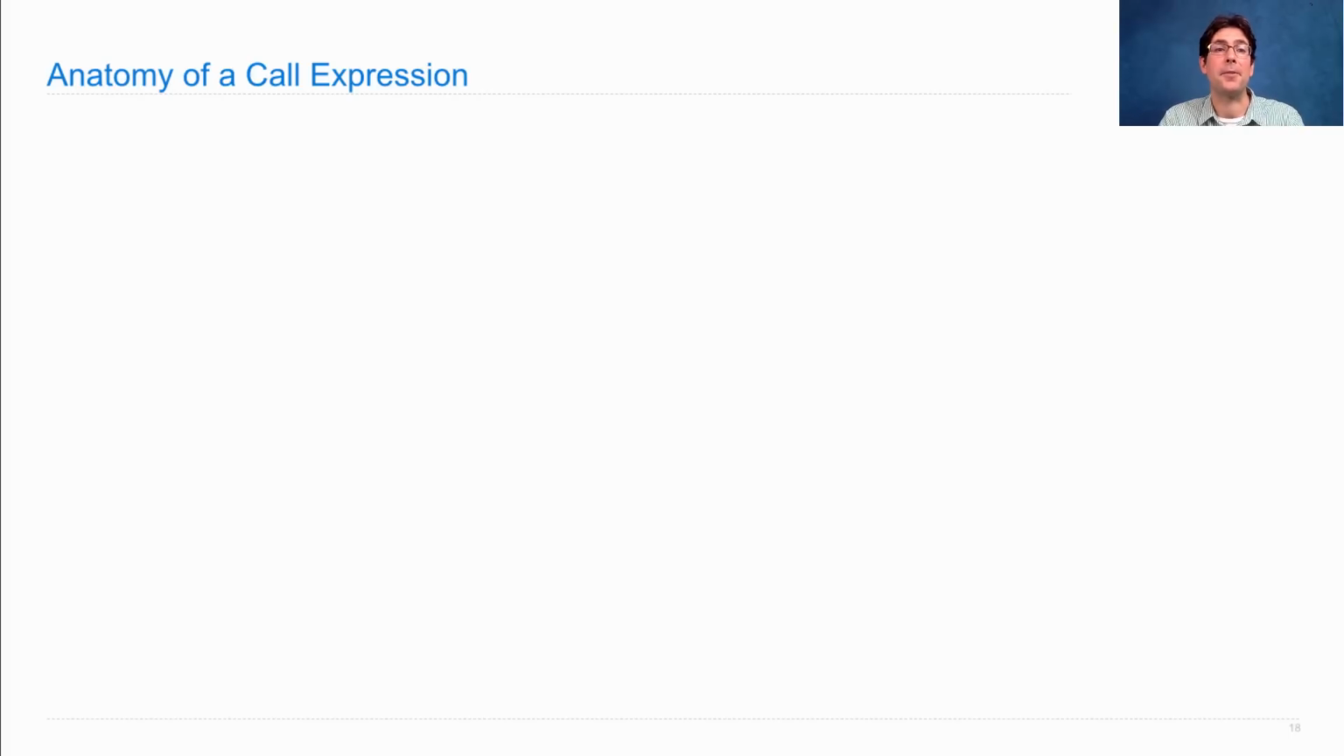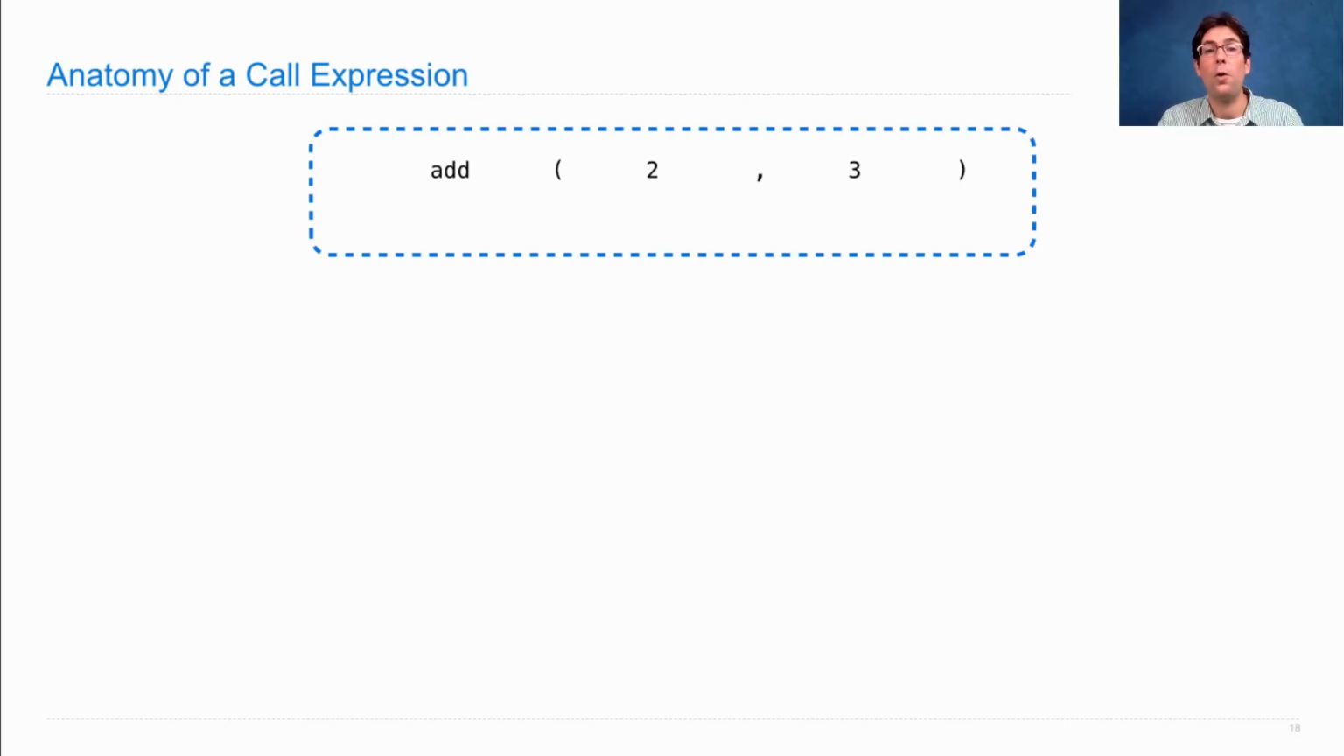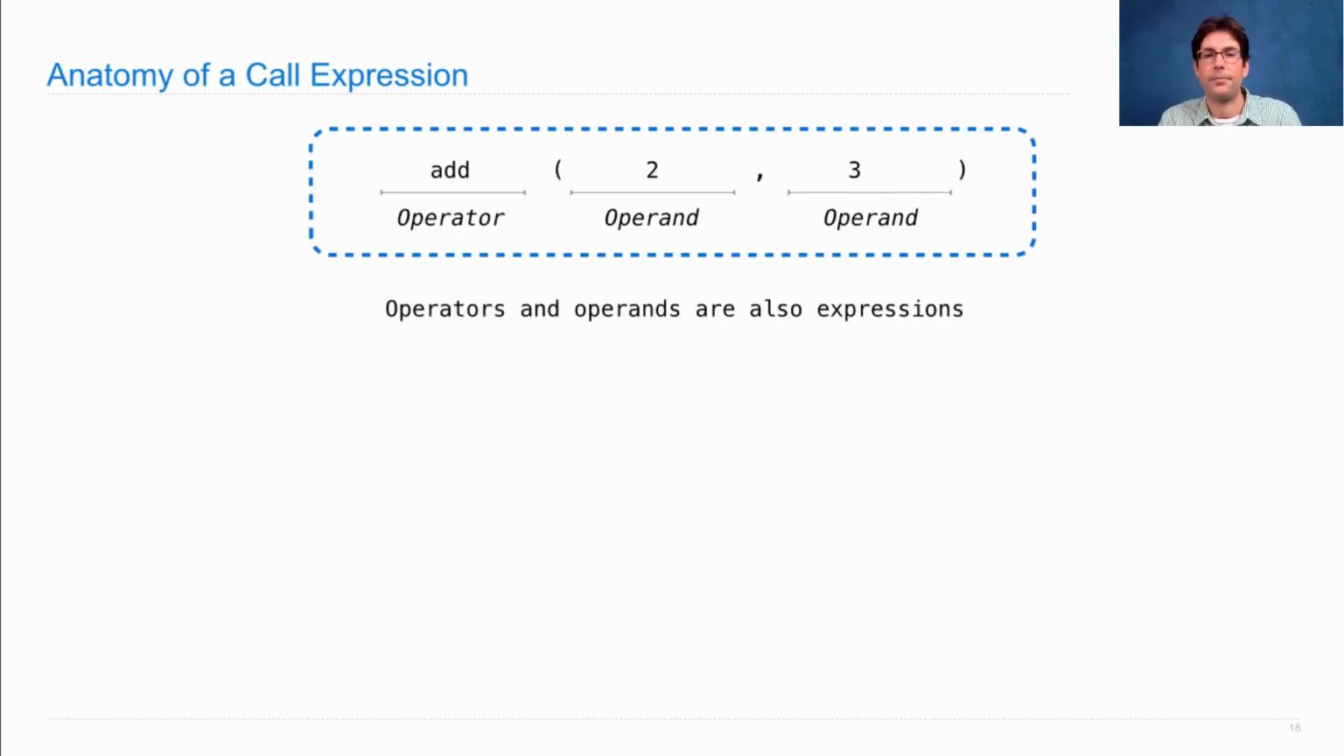So first, let's talk about the structure or anatomy of a call expression. There are always parentheses. The whole thing is a call expression, which has within it other expressions. Everything that comes before the opening parenthesis is called the operator sub-expression. And by sub-expression, I just mean it's an expression within an expression. The operands are separated by commas within parentheses. Operators and operands are also expressions.